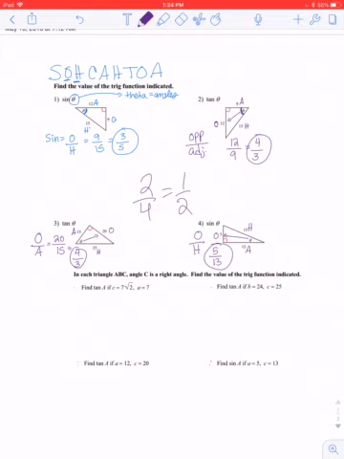All right, so moving on. So these ones, they gave you the triangle, which is super nice, but sometimes we won't give you the triangle. We'll make you draw it on your own, which is why we practiced that a few minutes ago.